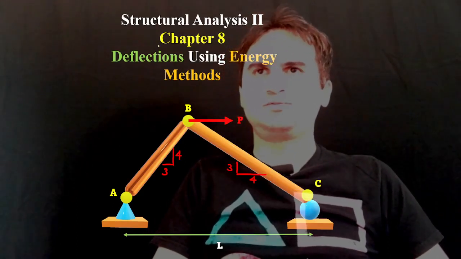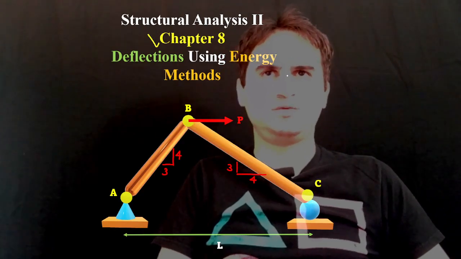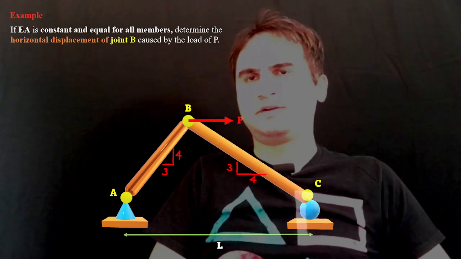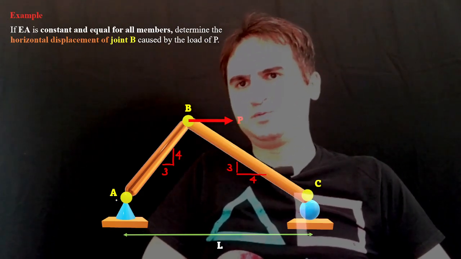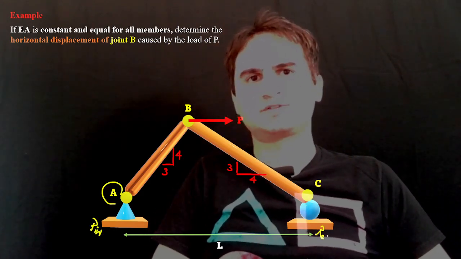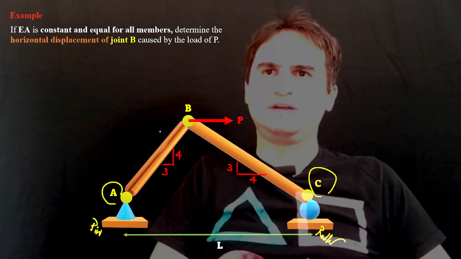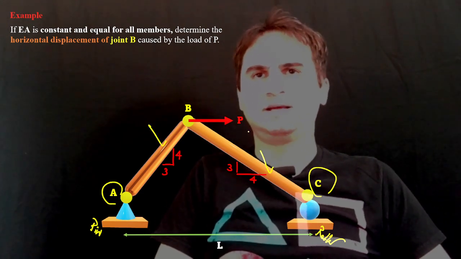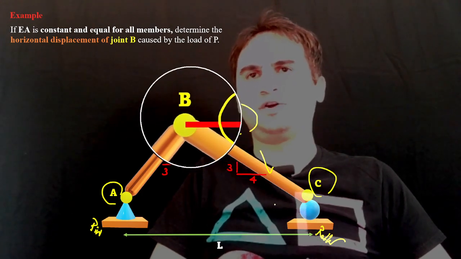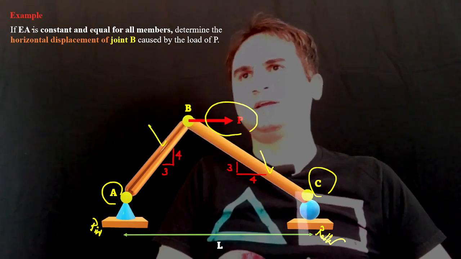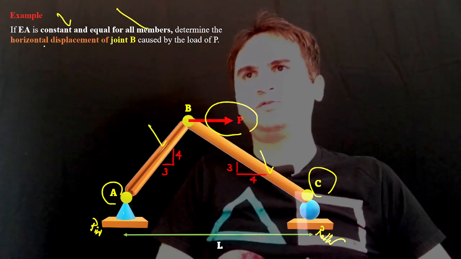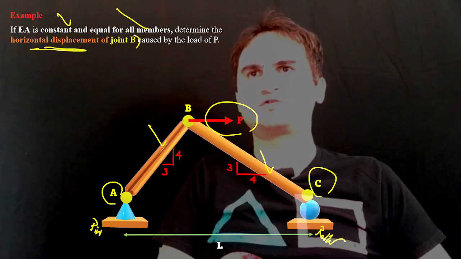Structural analysis, Chapter 8, deflections by using energy methods. This problem has a connection of two bars, with a pin support at A and a roller support at C. There are two members, AB and BC, and a concentrated load applied horizontally at B. EA for all members is equal, and we want to know the horizontal displacement of the joint.